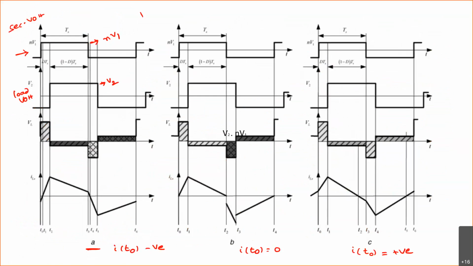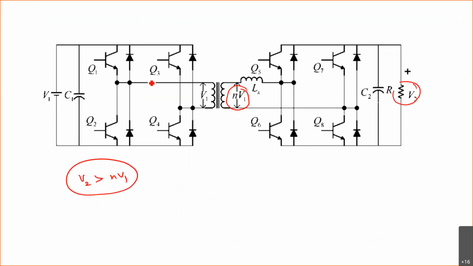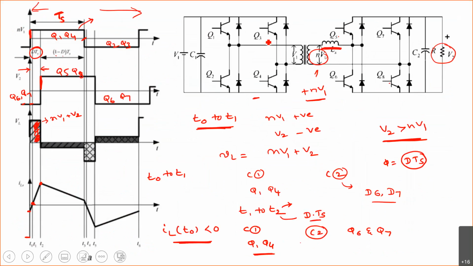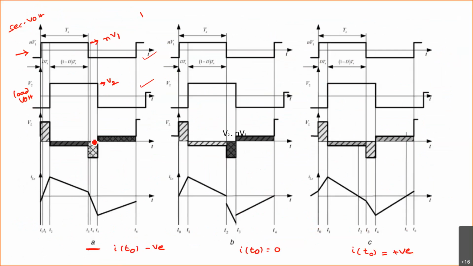These are the normal waveforms. This is the output of the secondary side of the transformer, and this is the load side output voltage. Here the devices Q1, Q4 are conducting, and Q2, Q3 are conducting, and Q5, Q8 and Q6, Q7 are conducting, and there is a phase shift, that is DTS. Depending on the initial inductor current, we can divide into three types.